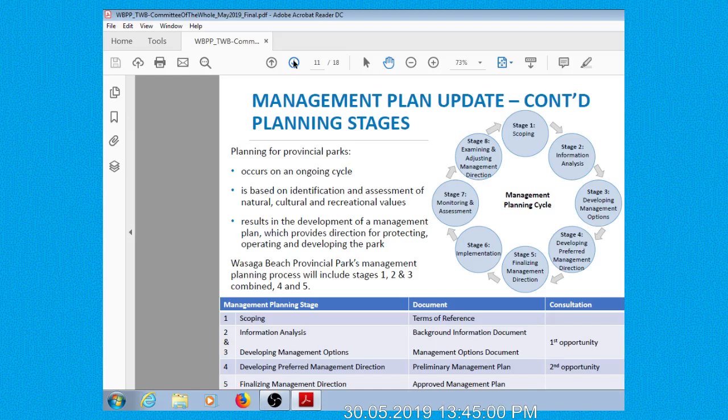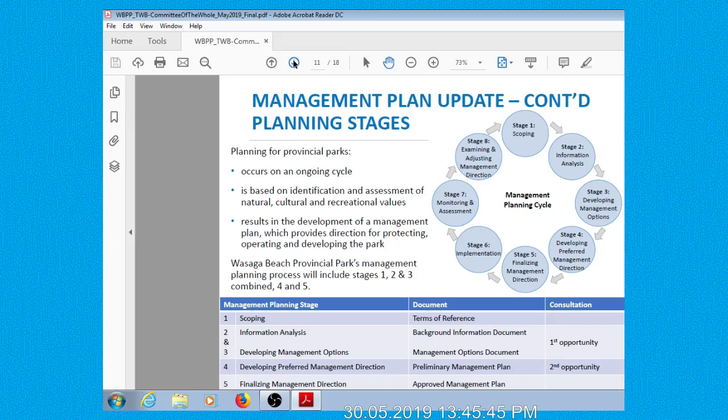It starts on a continuous loop, essentially. Stage 1 is scoping, so that's looking at the scope of the project and how broad we're going to go. Stage 2, information analysis, so gathering information that will be relevant for park planning, which will inform decision making. Stage 3 is actually an optional stage, which we only do for complex planning projects, so that's developing management options. Stage 4 is developing a preferred management direction, which is essentially a draft policy document that's circulated for public comment. Stage 5 is finalizing that document, then we implement. And then stages 7 and 8 are monitoring and adjusting as we go through implementation and as we learn when we're applying the management plan.